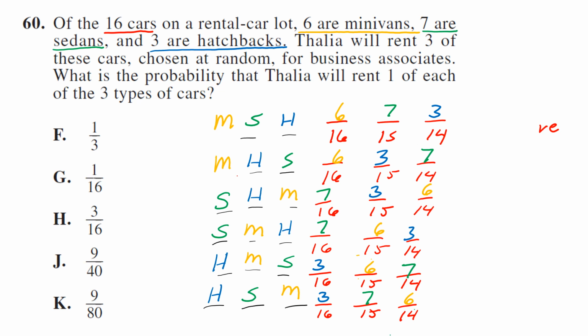So now what we want to do is multiply straight across, right? 6 16ths times 7 15ths times 3 14ths. And that is going to give us 126 over 3,360. I wrote my numbers down on a piece of paper and couldn't tell if I wrote a 3 or an 8. Okay, and that's going to be the same for each of these as we go down.